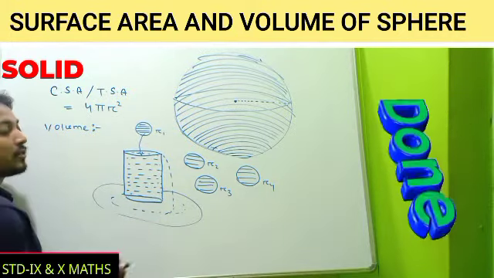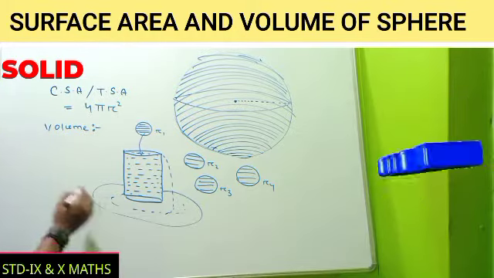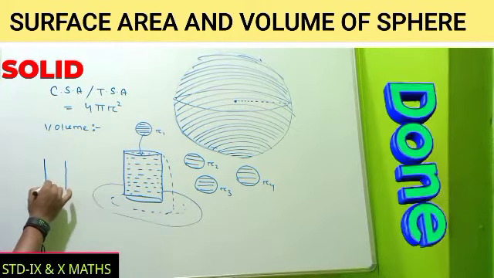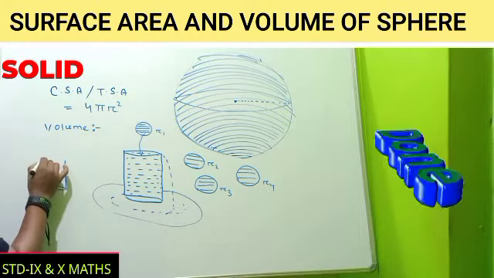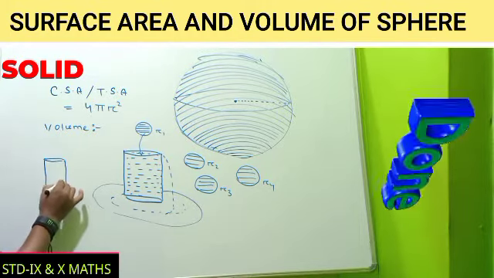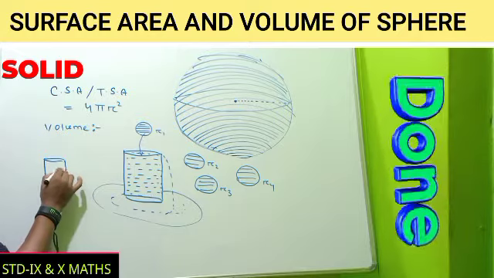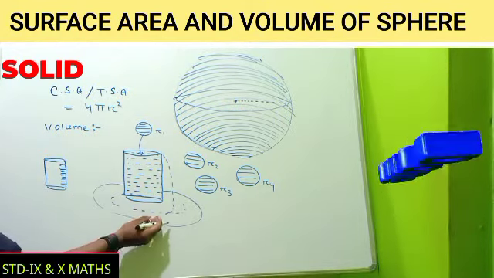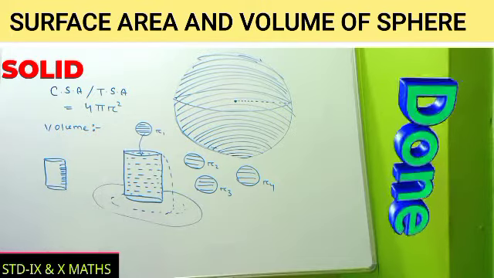So whatever water has overflowed, I put it in a graduated cylindrical pan. Here is the graduated cylindrical pan. Here it is marked, here it is marked. So it means the volume of the overflowed water I can measure by using the pan.